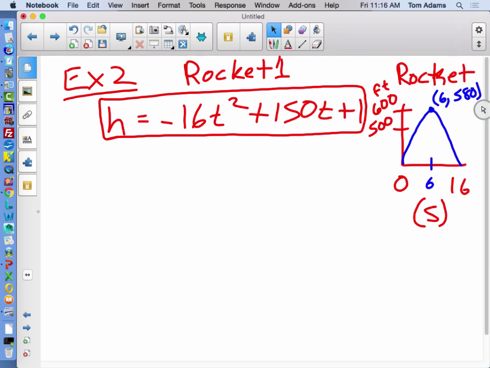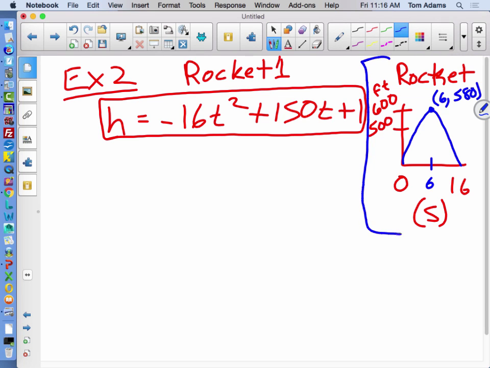For rocket number 2, we have this little graph. And if you read in your textbook, at some point in time, it says it reaches its maximum height after 6 seconds, and the maximum height is 580 feet. Okay? But it asks us which rocket goes higher.